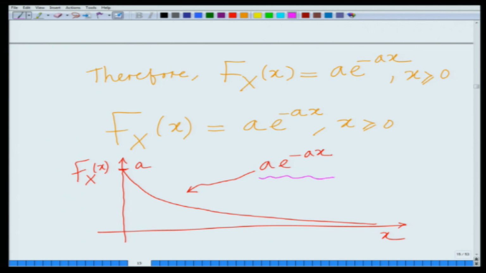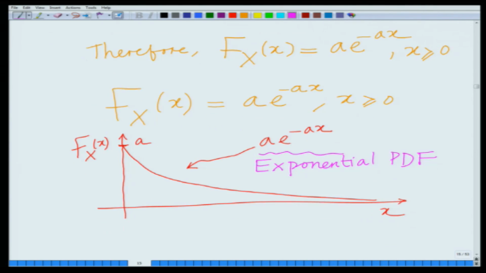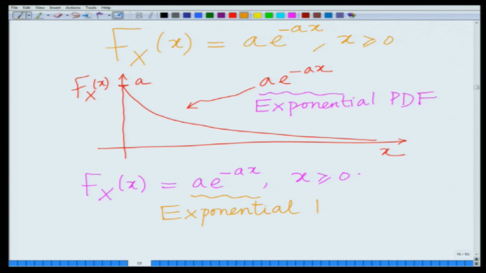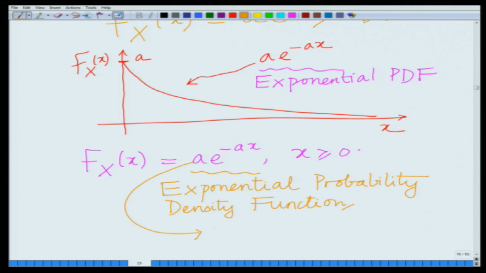This PDF is known as the exponential PDF. This is one of the standard probability density functions, known as the exponential probability density function. So, f of x equals a e power minus ax for x greater than or equal to 0 is the exponential probability density function, and we have also seen that this a is a parameter which characterizes this exponential probability density function.